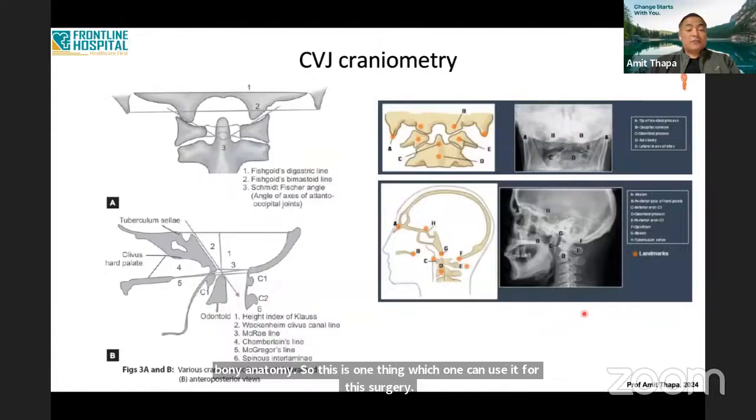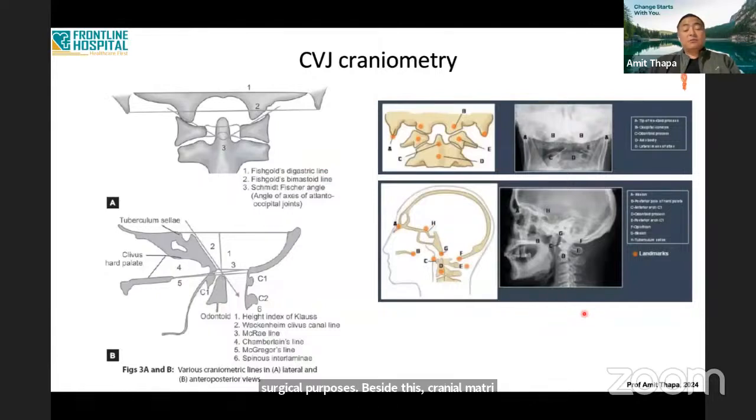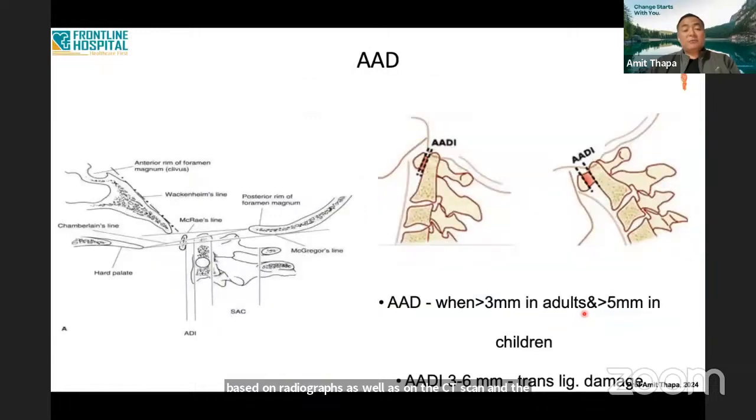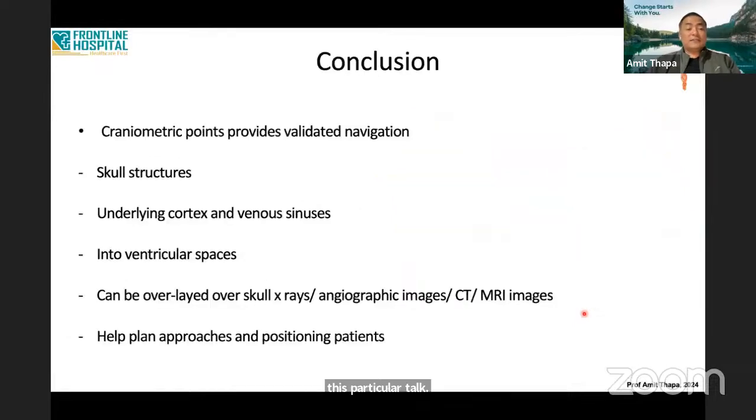Besides this, craniometry is also being used for diagnostic purposes, particularly in the CVJ. So we are all aware of these atlases, particularly based on radiographs as well as on CT scan and MRI. Whenever we diagnose basilar invagination as well as atlantoaxial dislocations, we actually use these craniometric points for diagnostic reasons. But I would like to keep this particular talk short in this part, because there were a lot of things which we've already discussed.